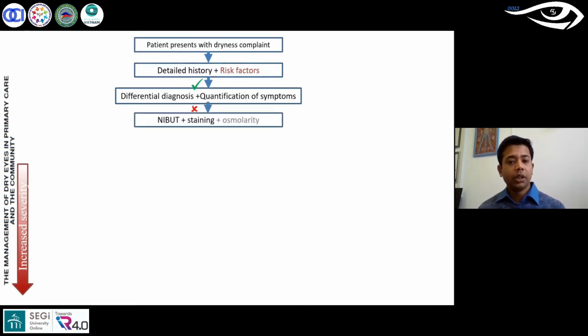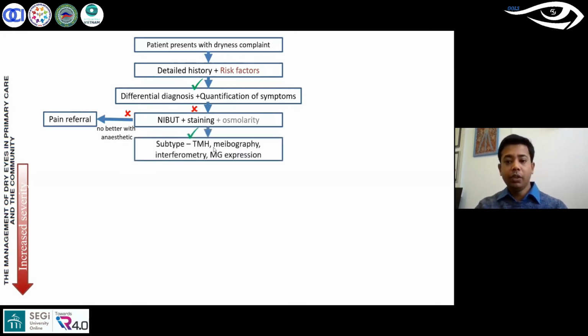If I go next, we go ahead with some of the tests, which are non-invasive breakup time, staining, and osmolarity. Now, if it's not correlating well, then we can look at pain referral, because we should actually know better with anesthetics, and we should go for pain referral. That goes in different directions, and often we refer to ophthalmologists for this.